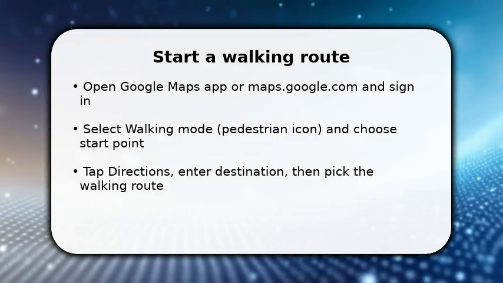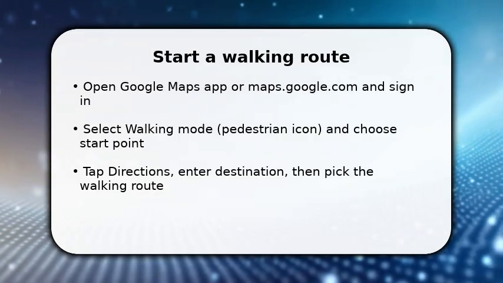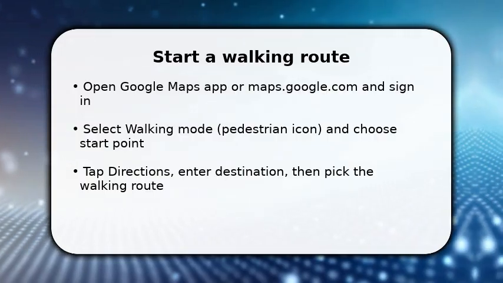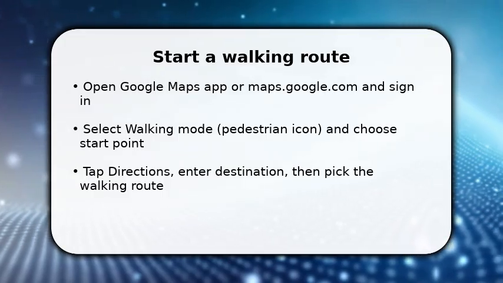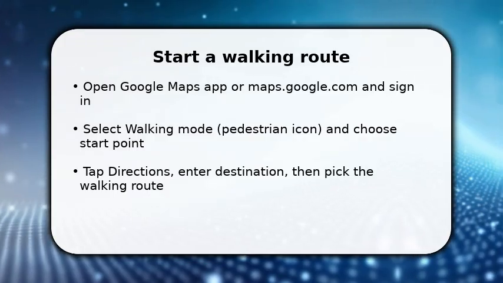You begin by opening Google Maps and choosing walking mode. This focuses routes on paths and sidewalks. Tap directions, type or paste your destination, and confirm your start point, your current location, or a custom pin. Once done, Google presents one or more walking options.